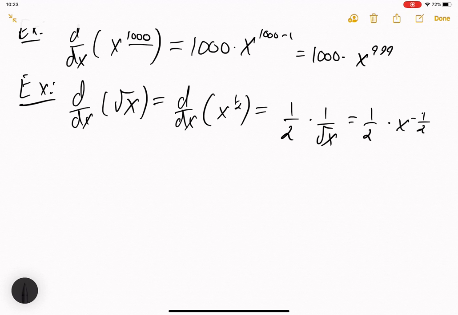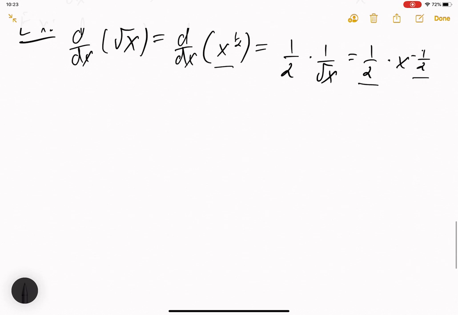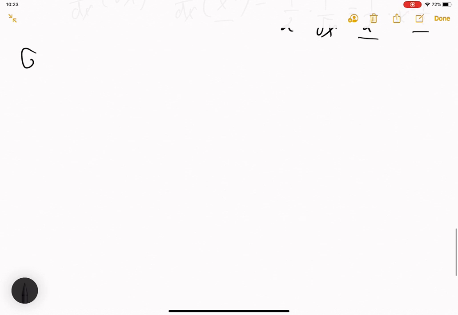So if you look here, we had x to the 1/2. Here we brought down the exponent and then subtracted by 1. Just so you know, 1/2 minus 1 is equal to negative 1/2. So actually, we can do the more general power rule now, where it doesn't have to be a positive integer anymore.